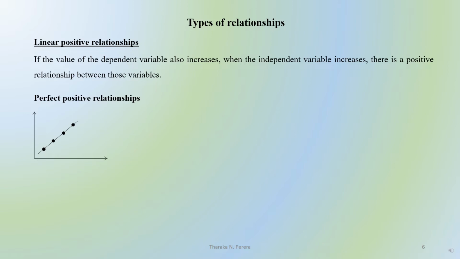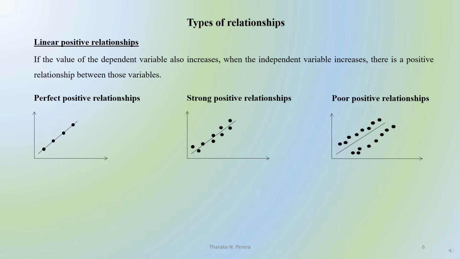This is the perfect positive relationship. Here all the points lie on the line. This is the strong positive relationship. Most of the points lie on the line or very close to the line. And this is the poor positive relationship. Some of the points lie close to the line as well as far from the line.